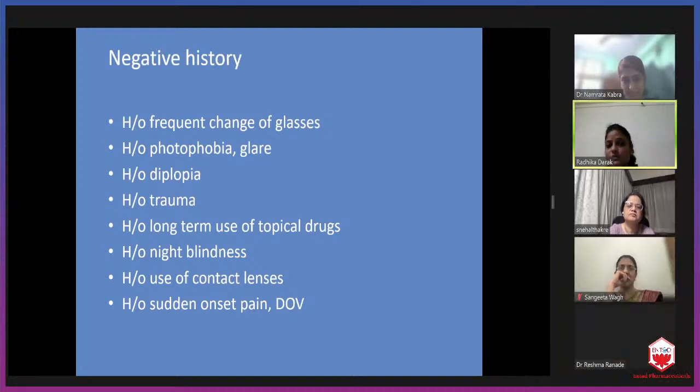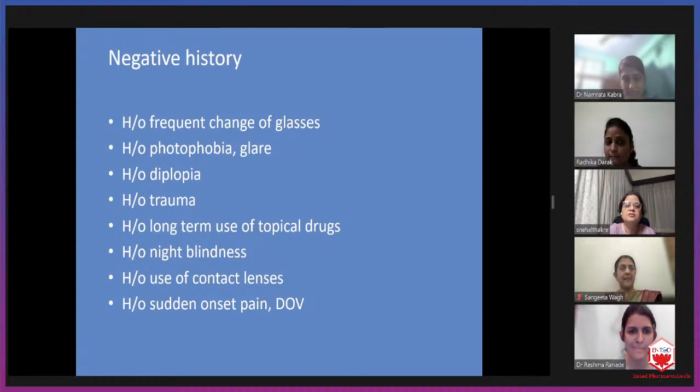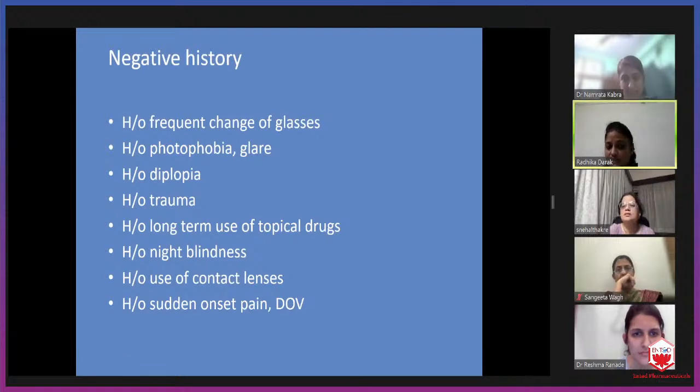Yes, sir. Because of the irregular astigmatism, the patient will not be happy with the glasses and will frequently visit the ophthalmologist saying I'm not able to see clearly, blurred vision, and so there is a history of frequent change of glasses. Then why did you put it as a negative history? Your title shows negative history. Patient, there is no complaint of frequent change of glasses for this patient.